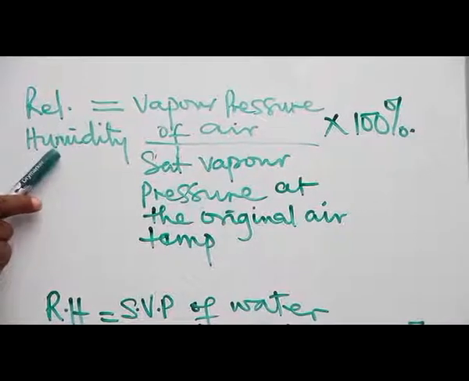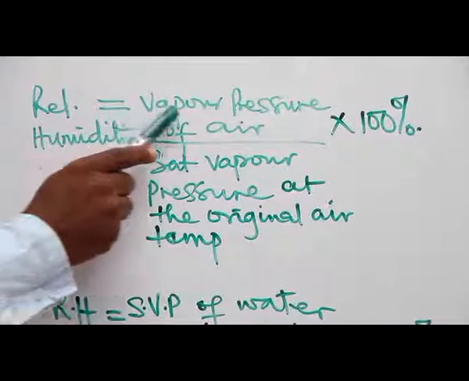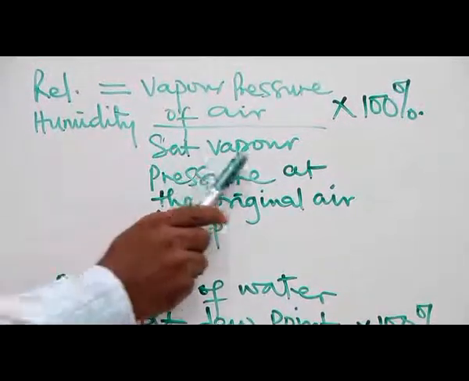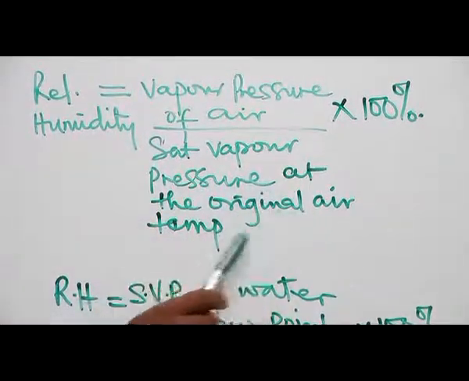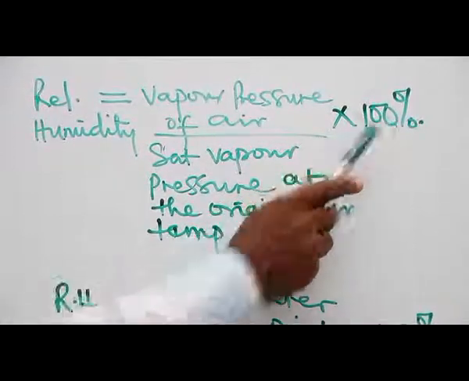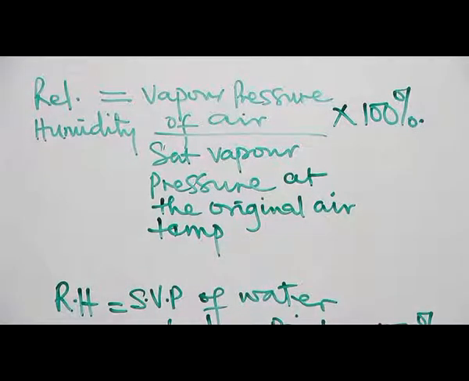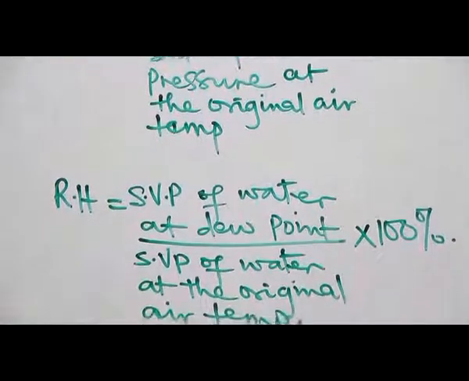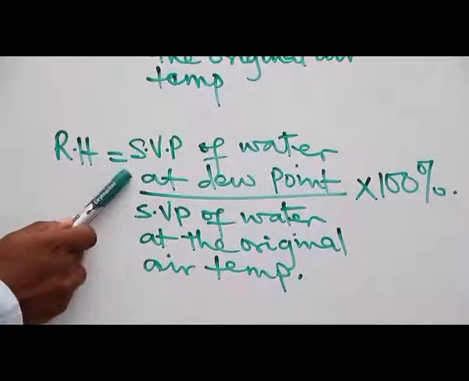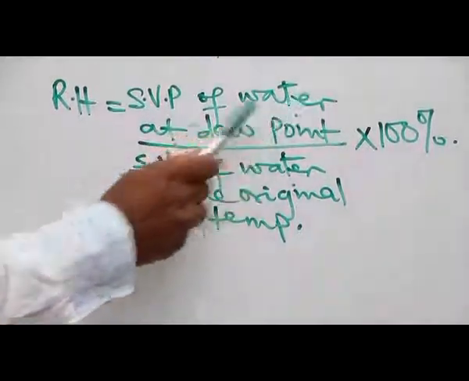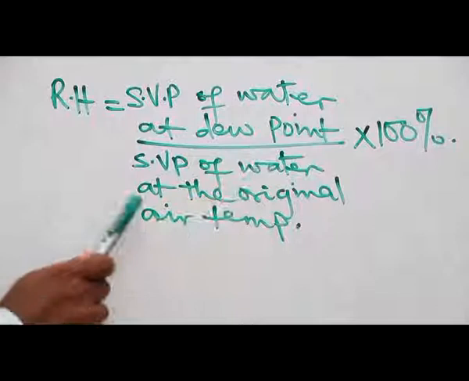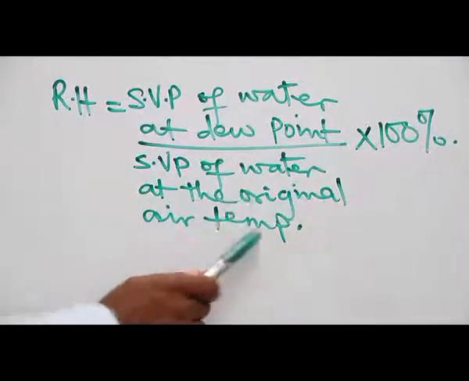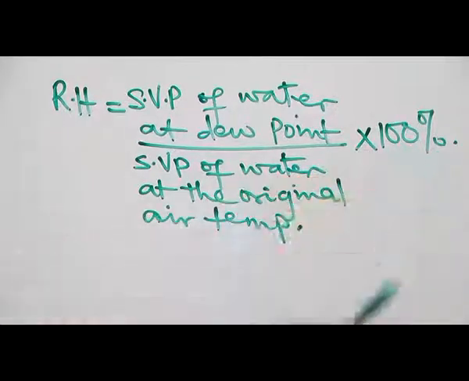Relative humidity is equal to vapor pressure of air divided by the saturated vapor pressure at the original air temperature, times 100%. We can also calculate relative humidity, depending on the available information, using the saturated vapor pressure of water at dew point divided by the saturated vapor pressure of water at the original air temperature, times 100%.